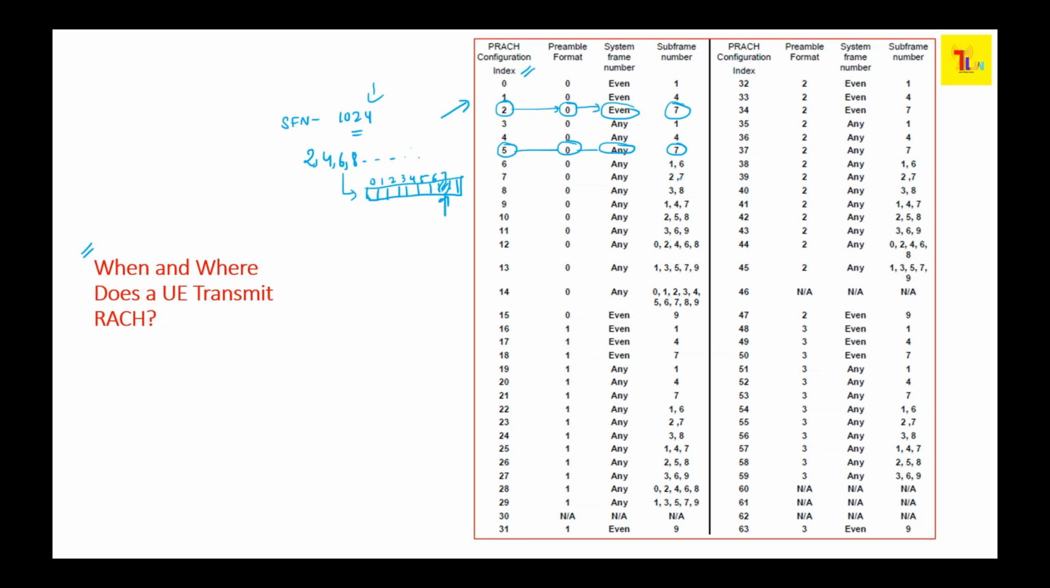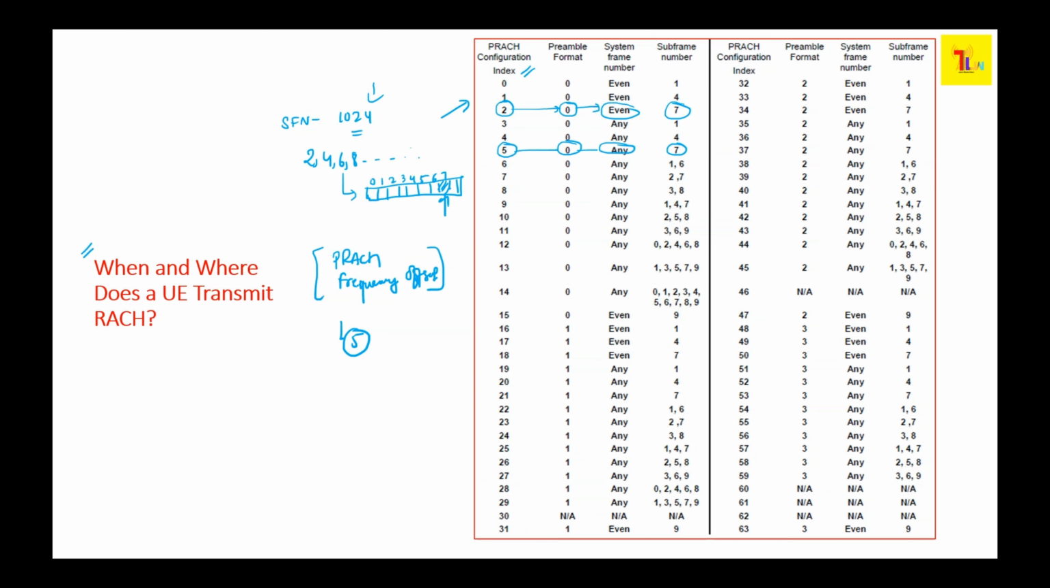Now there's another important IE, the PRACH frequency offset. In a very simple one-liner, the PRACH frequency offset tells or specifies the location in the frequency domain. Okay, we can take an example. Let's suppose the PRACH config index is 5.